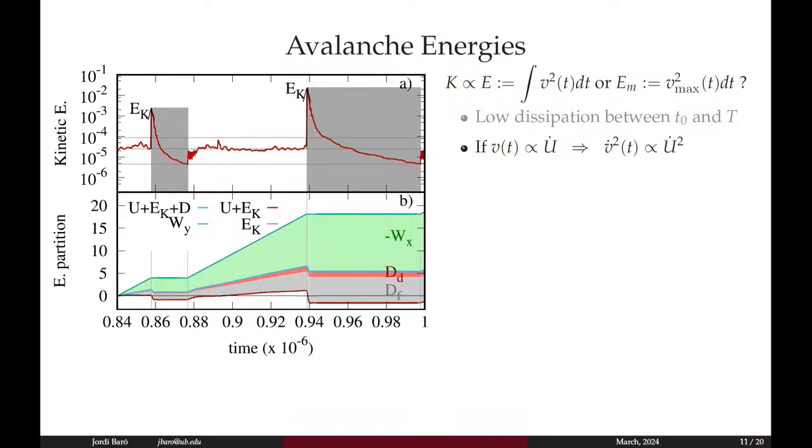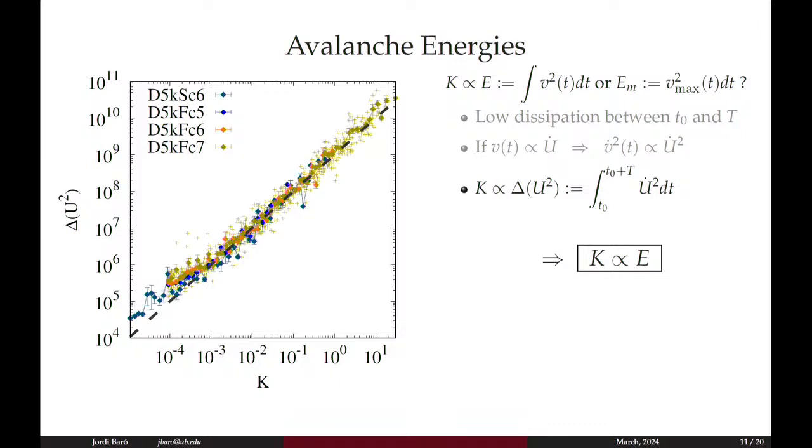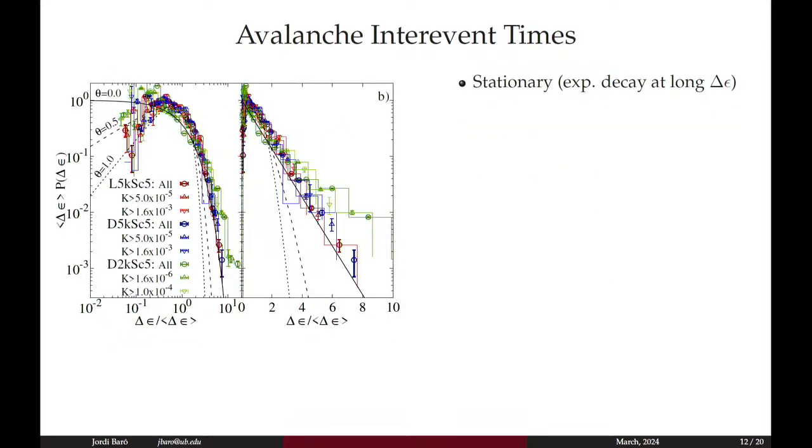And we can look at it this way if we consider that the velocity is proportional to U dot, so the derivative of U, of the internal energy, then this energy should be proportional to the integral of this U dot squared. And in fact, this is what we found, more or less, a very good relation between both. So probably what we are saying is that these energy peaks give a good measure of the energy of the sample. Okay.